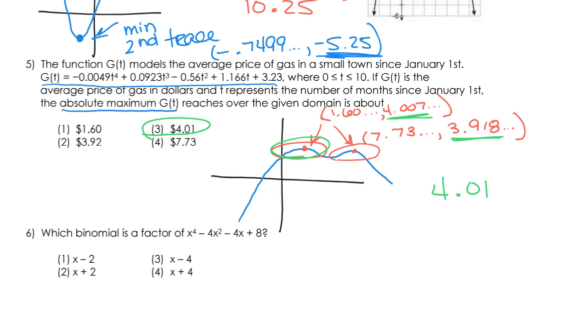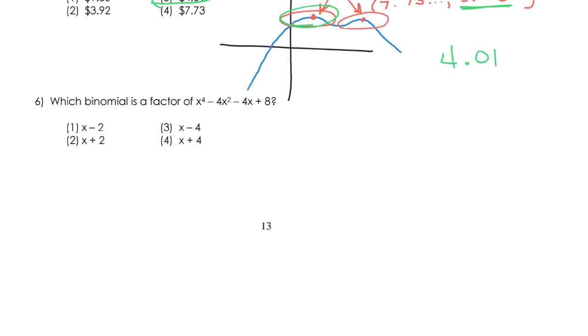A little bit tricky there, but they're going to try to make them tricky. All right, last question, guys. Number 6, they said, which binomial is a factor of x to the 4th minus 4x squared minus 4x plus 8? If we can factor this, this should be a pretty easy question. Looking at my types of factoring, nothing in common, it's not a trinomial, it's not a difference of two perfect squares. So I'm going to try to factor by grouping.